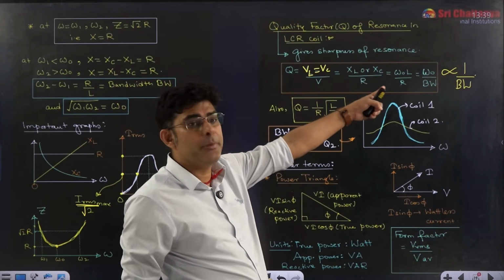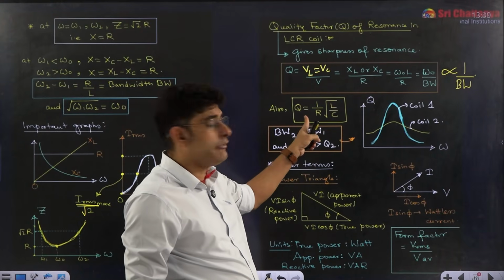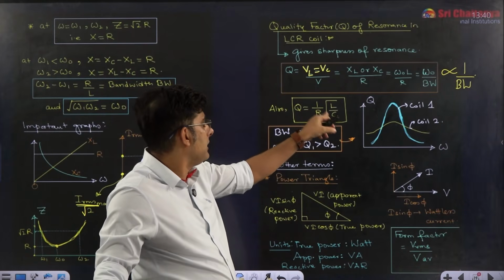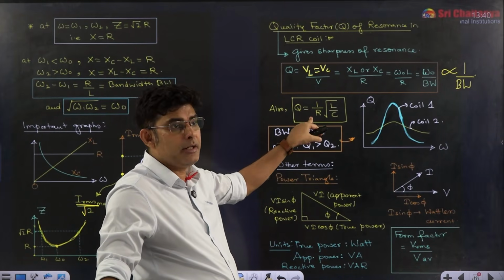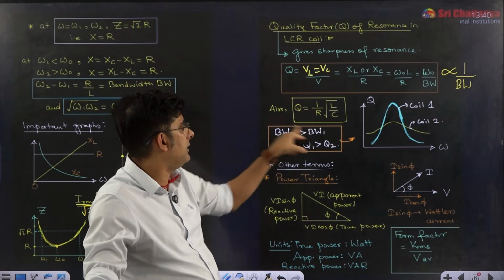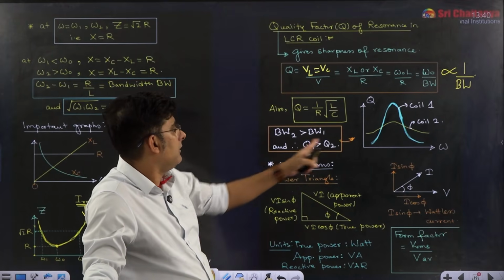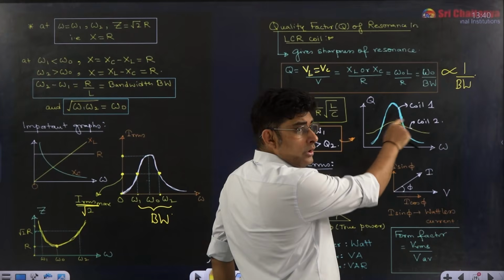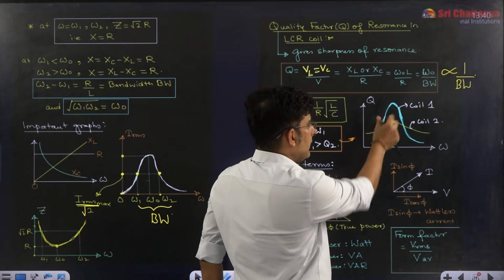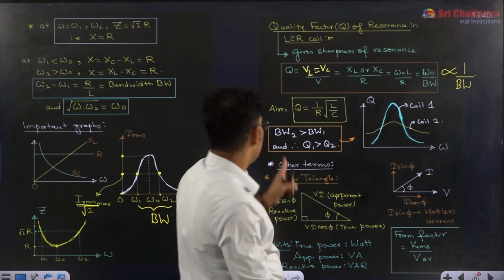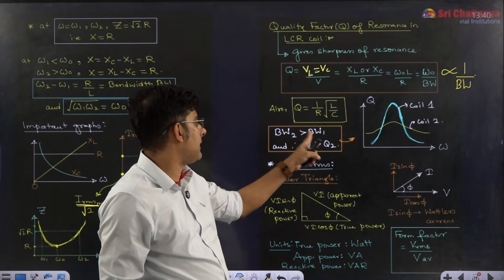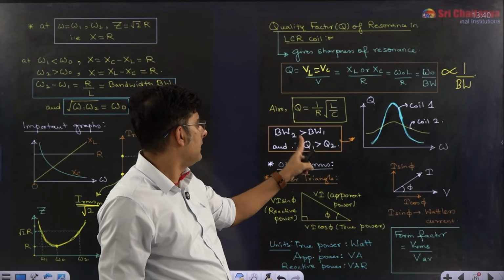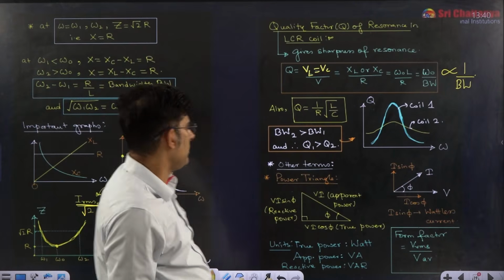Also, if you put the value of omega naught as 1 by root LC, you will get quality factor in terms of 1 by R root L by C. So they ask you in question, if I increase capacitance, inductance or resistance, how will quality factor change? You can see this result. Bandwidth: if I compare two coils, you can see coil 2 has more bandwidth than coil 1, which is sharper. So comparing two coils, whichever has more bandwidth, its quality factor will be less. Whichever has less bandwidth, its quality factor will be more.